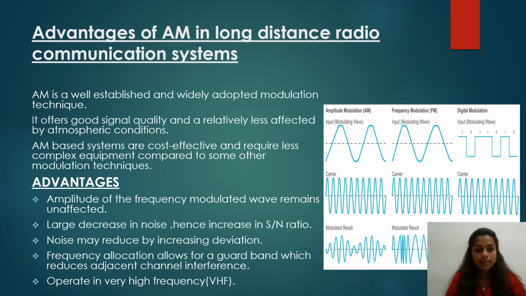Advantages are: the amplitude of the frequency modulated wave remains unaffected, and a large decrease in noise and hence an increase in signal-to-noise ratio. Noise may be reduced by increasing deviation, and frequency allocation allows for a guard band which reduces adjacent channel interference, and it can operate in very high frequency.